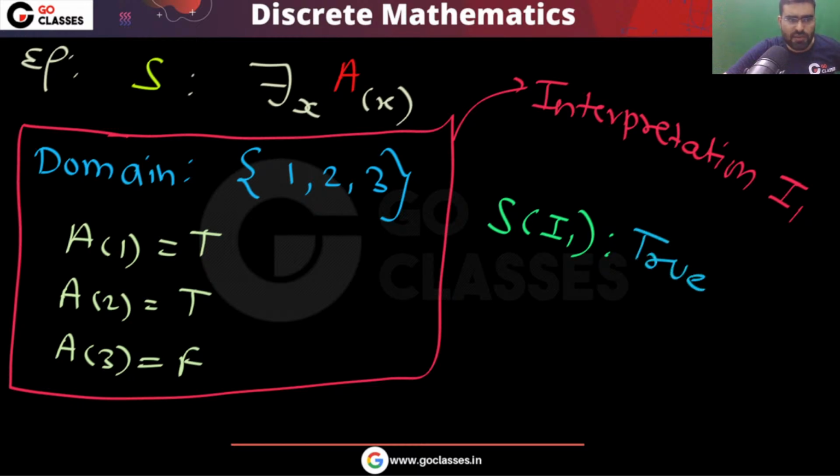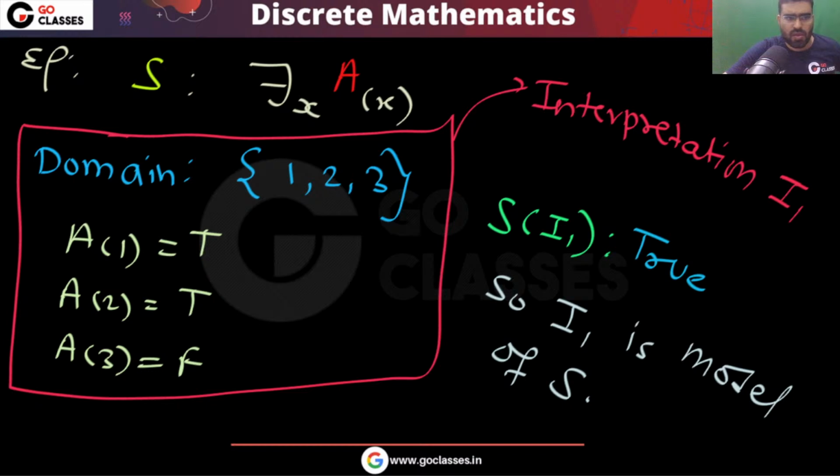So this interpretation will be called what? So this I1 is called what? In this interpretation s is true, so this I1 is a model for s. Okay, this I1 is a model for s, right? Now you tell me what will happen if I give you another interpretation.